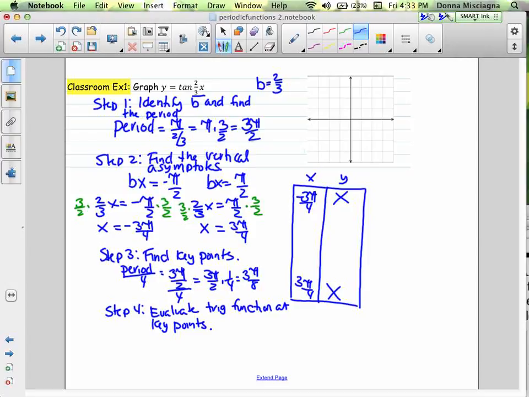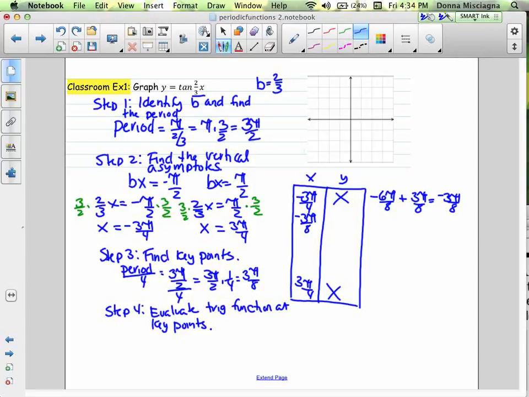So now we're just going to count from negative 3 pi fourths by 3 pi eighths. And actually, let me change that to eighths right away so we can add that. Negative 3 pi fourths is the same as negative 6 pi eighths. So if we add 3 pi eighths to it, my shadow is blocking me, so I can't always see. Negative 6 pi eighths plus 3 pi eighths is going to give us negative 3 pi eighths. And that's our second x value. And we'll evaluate to find the y value that goes with it.